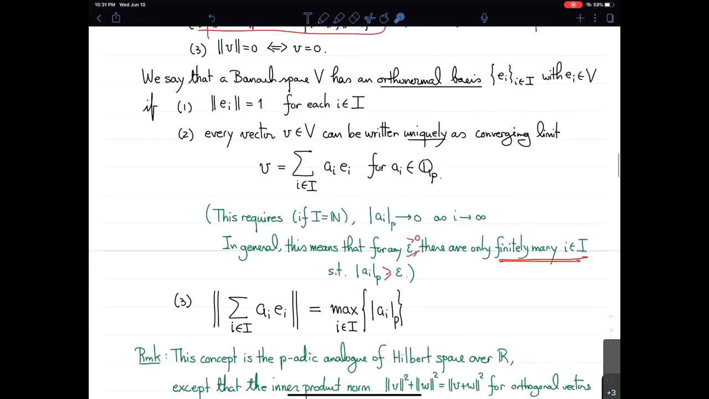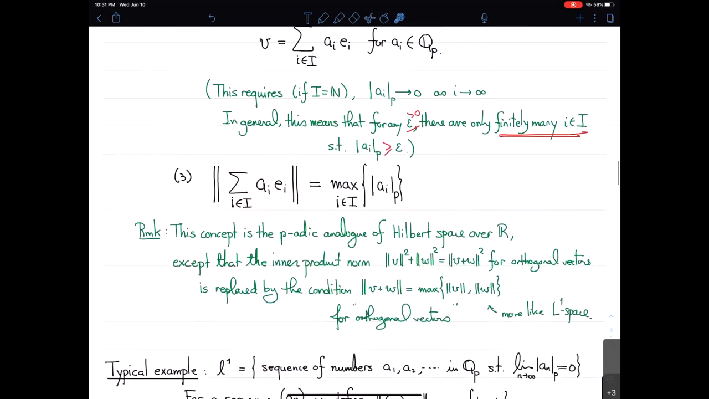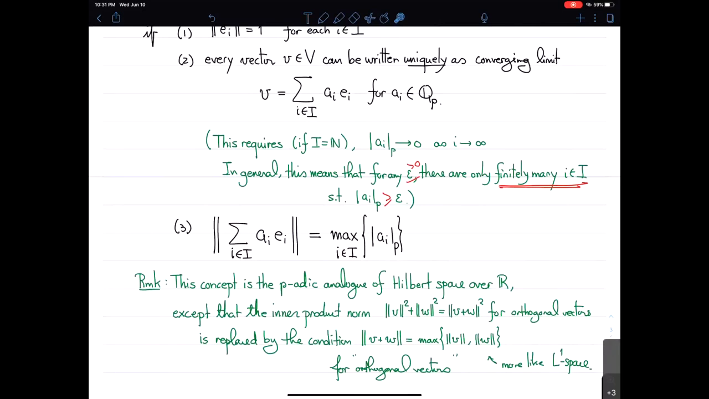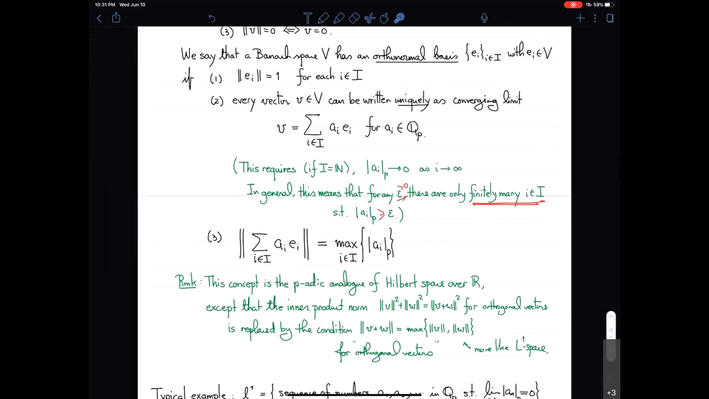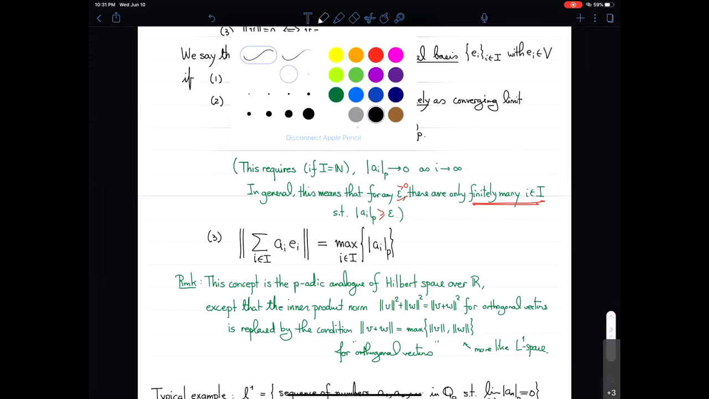So I want to make a quick remark that in some sense, this orthonormal basis concept is a p-adic analog of the Hilbert space, in the sense that in the Hilbert space, I have some sort of inner product structure, and the norm will satisfy... Oh, sorry, my bad.